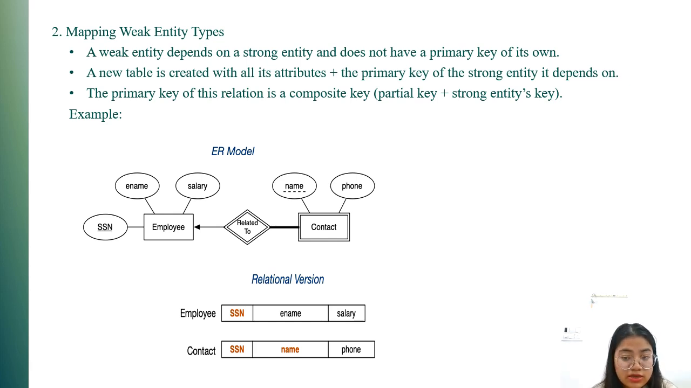For the strong entity, we have already discussed how we are going to draw the relational schema. And then for the weak entity, when we are writing the schema, we are going to add the primary key of the strong entity and then the partial key from the weak entity combined together, and it's going to be the unique identifier for the weak entity.